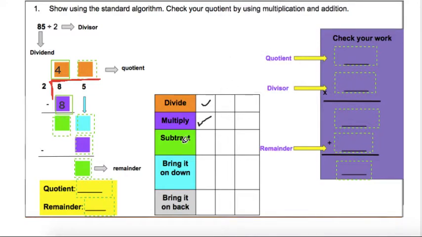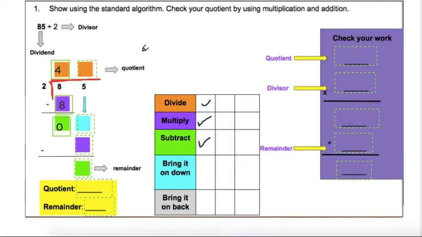The next thing we're going to do is subtract. 8 minus 8. What's 8 minus 8? Good job. Yes, it's 0. And you'll notice that subtract is our green box. So we're going to put 0 in our green box as well. Once we finish doing that, cross it off.